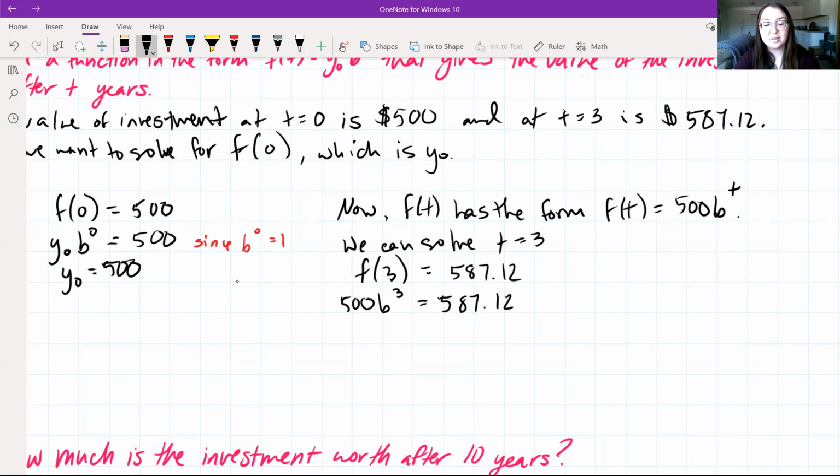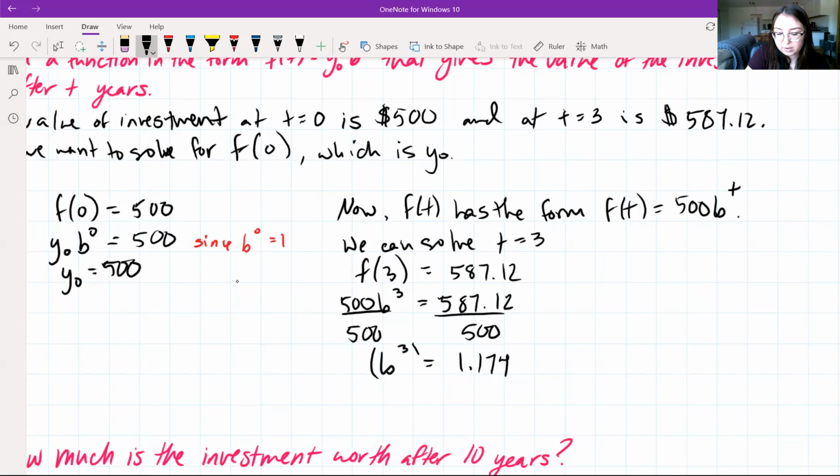All right, so now since we found this value, we can start to simplify. So let's divide by 500 on both sides. And this will give us b to the 3rd power is equal to 1.174. And now we want to simplify b, so we just have one value of b instead of b cubed. So what we can do here is raise each side to the power of 1/3.